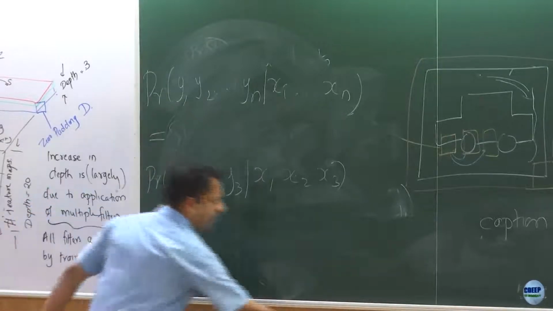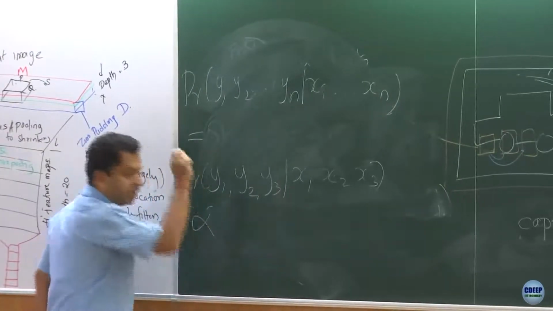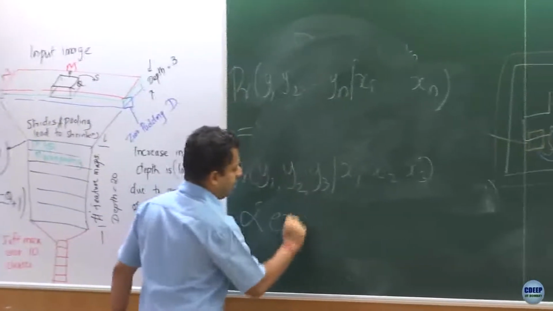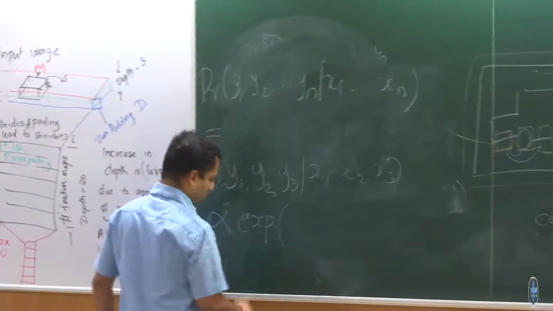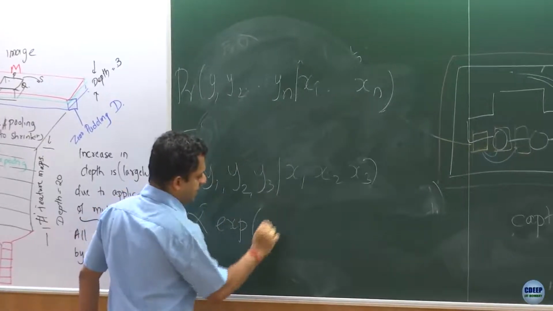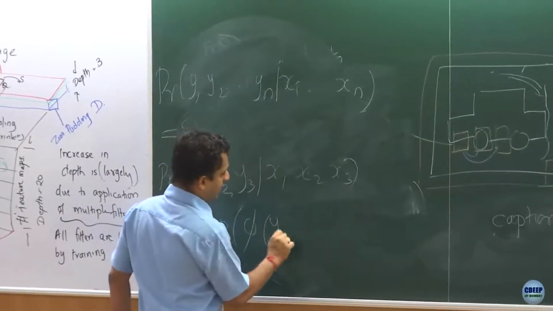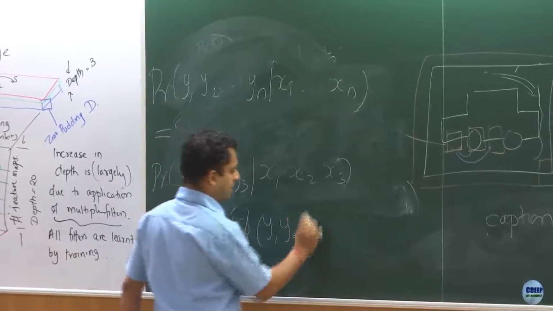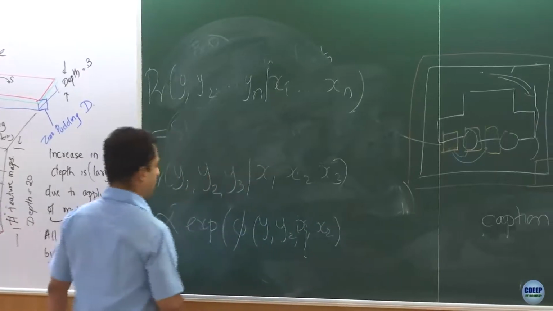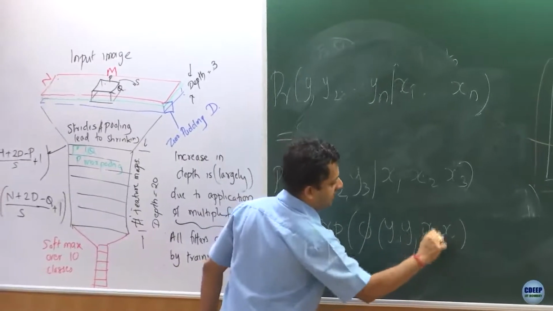So, something like this. I don't have to always use probability here. So, I will just say it's proportional to some function, exp of some potential function phi which involves y1, y2 given the x1, x2. In fact, I am going to do this for all pairs yi, yj, xi, xj.